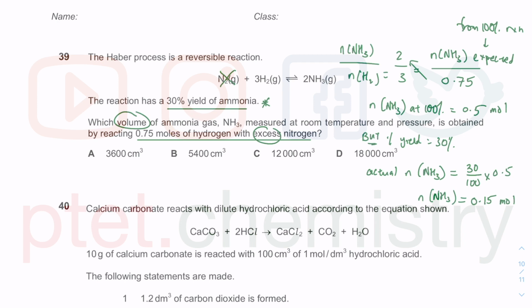I want the volume of the gas, so the volume of NH3. These are all answered in cm cube. So I will do division by 24,000 cm cube per mole instead of 24 dm cube per mole. Then I can get 0.15 times 24,000. And I get the final answer of 3,600 cm cube because I've used that thing divided by 24,000. So I will have 3,600 cm cube there.